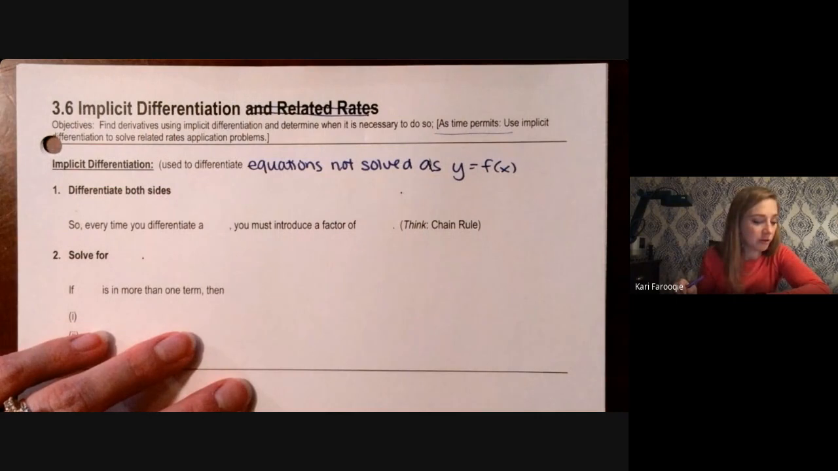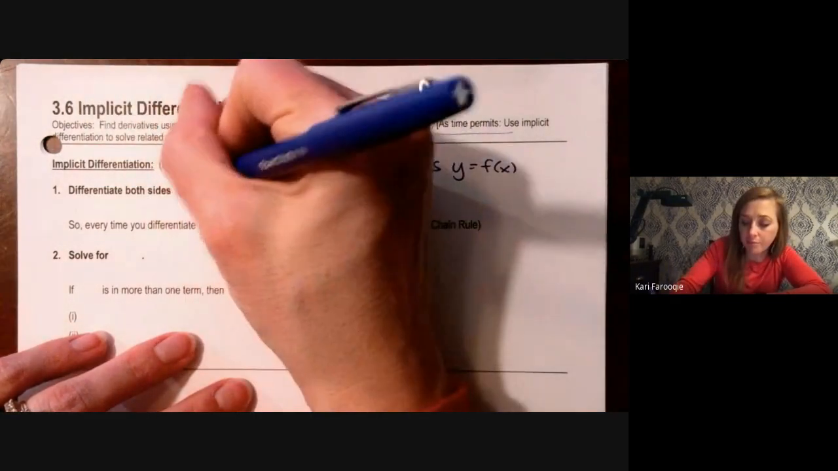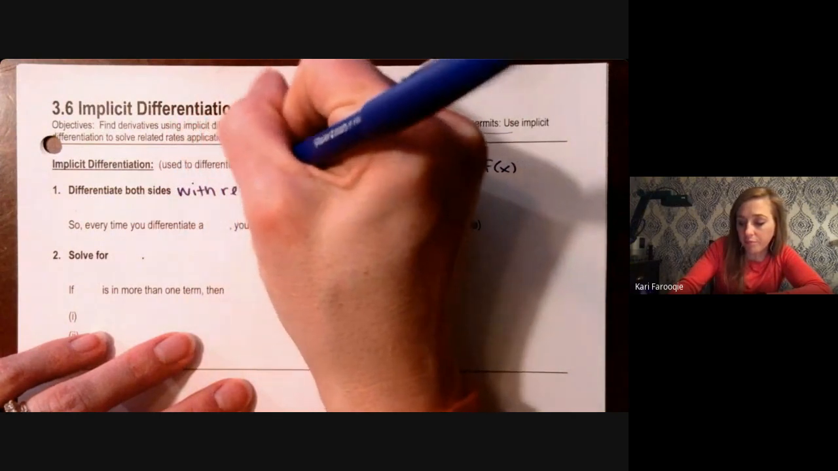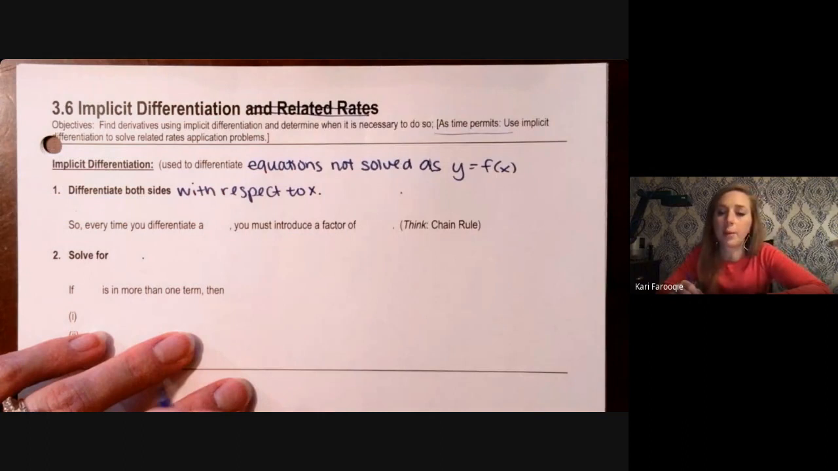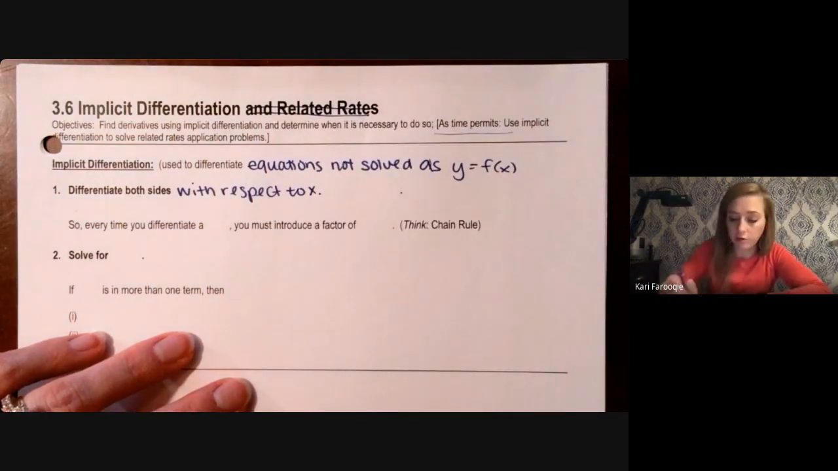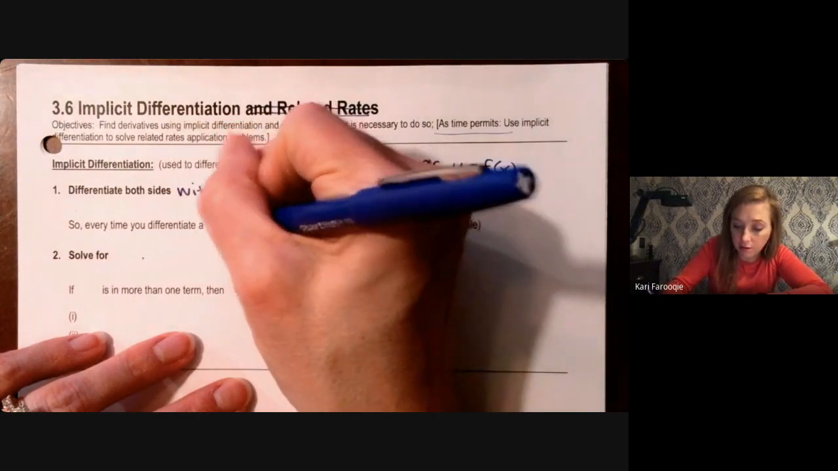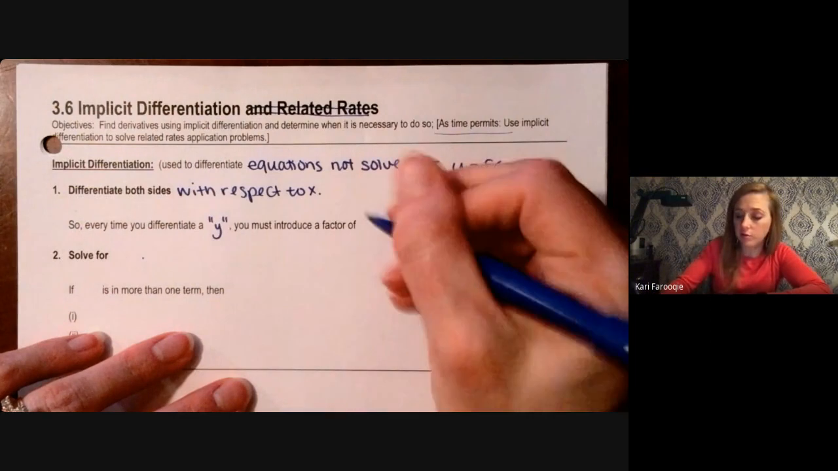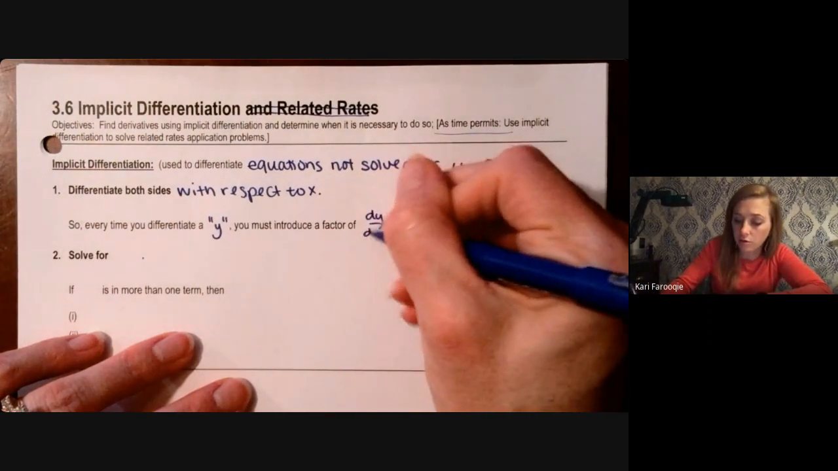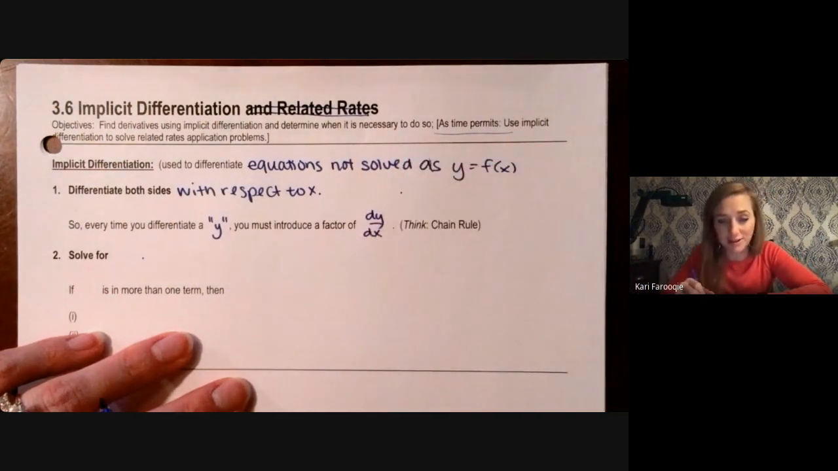So we're going to first differentiate both sides with respect to x. So that's the first thing we're going to do. So every time you differentiate a y, you must introduce a factor of dy dx. Think chain rule. I'm going to say it repeatedly, but we're going to chain on the derivative dy dx.